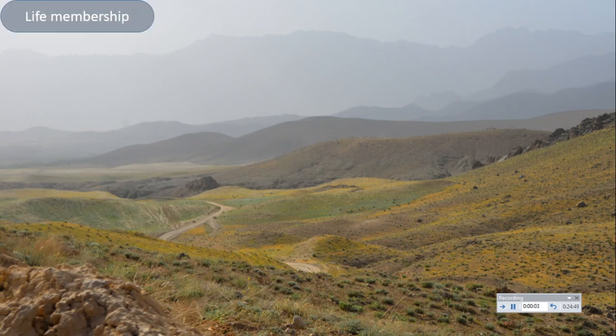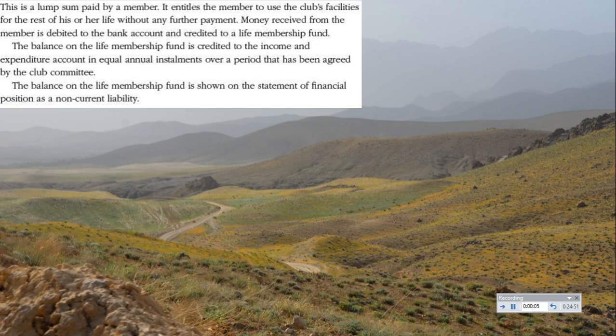Life membership. So this is a lump sum paid by a member. It entitles the member to use the club's facilities for the rest of his or her life without any further payment. Money received from the member is debited to bank account and credited to life membership fund. It means bank account debit, life membership fund account credit, because you are receiving, so bank balance is increasing, and then there's a liability created because you are receiving the cash in advance, and that's under the heading of life membership fund.